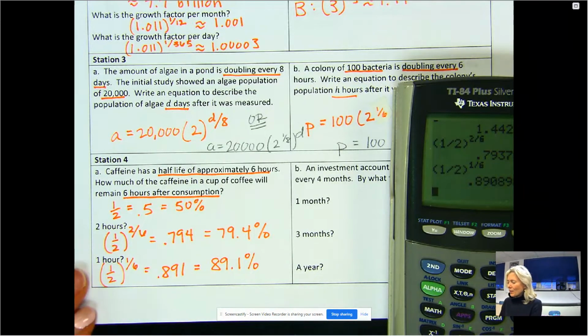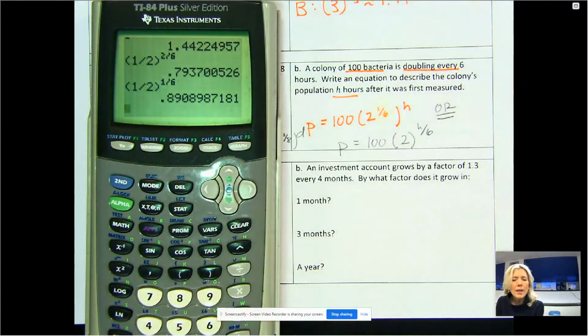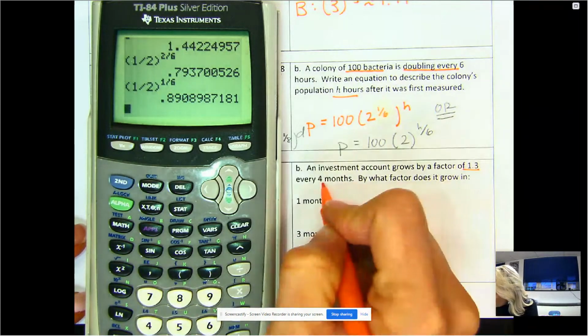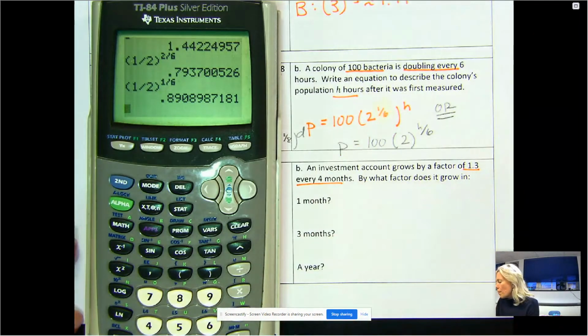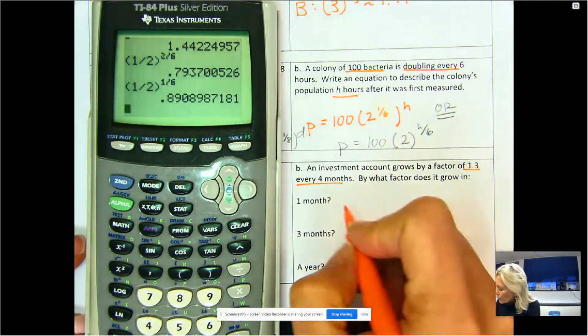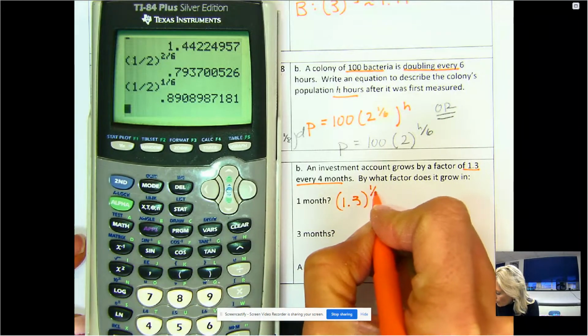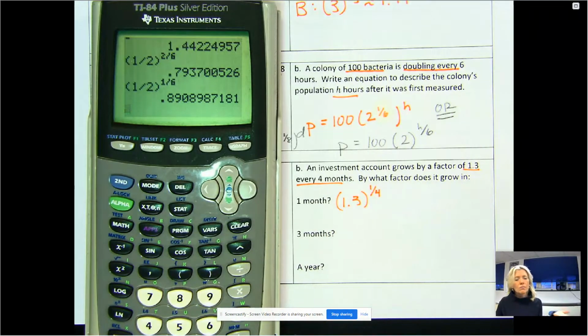Okay, so the other question here in Station 4, similar question. An investment account grows by a factor of 1.3 every 4 months. By what factor does it grow in 1 month? So in 1 month, 1.3 to the 1/4. And I'm just going to leave these answers as that, okay?